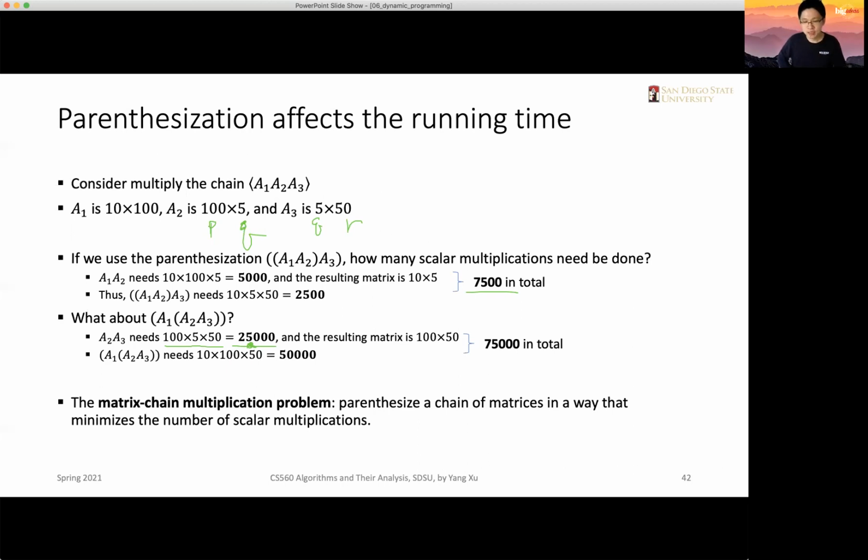Okay, so the problem that we are interested in is how do we find a way to parenthesize the chain of matrices in such a way that the number of scalar multiplications is minimized? Okay, so I will stop here for today and leave the solutions to the next lecture. And later today I will also release the homework for the fourth question set that covers the dynamic programming problems.